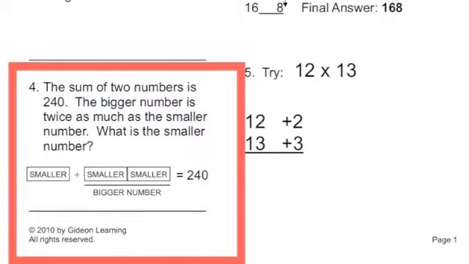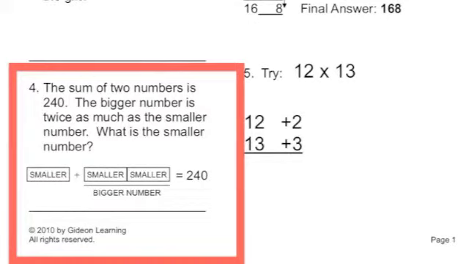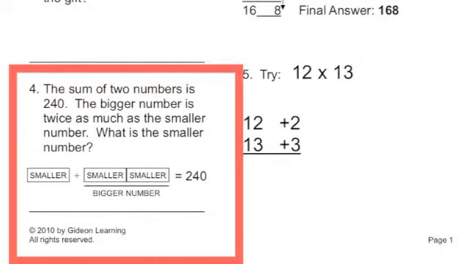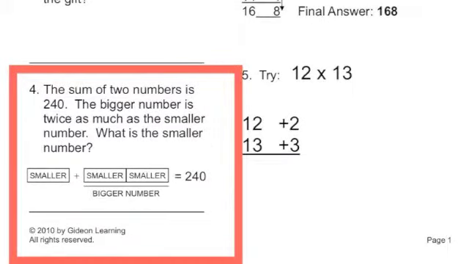It reads, the sum of two numbers is 240. One of the things I will ask a student who's asking me for help is, what does sum mean? They need to be able to come up with that it is for addition. They should know that based on the word problems they've done in the past. The bigger number is twice as much as the smaller number.